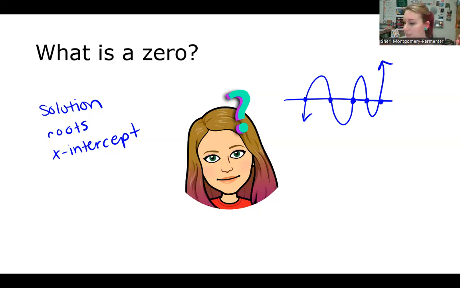So when we do this next section, instead of just, is it a factor? I ask you in different ways. I ask you, is it a zero? Is it a root? Is it an x-intercept? It could also be, does it go through the point 0, 0? These things are kind of representing that idea that you cross the x-axis.